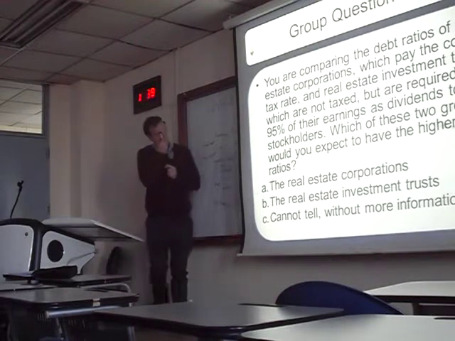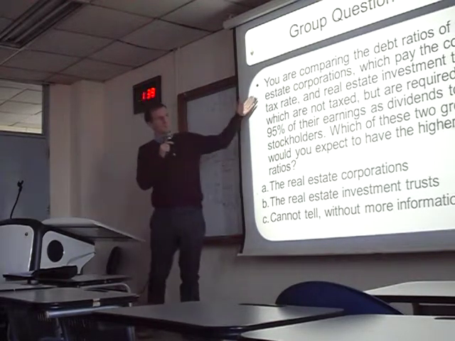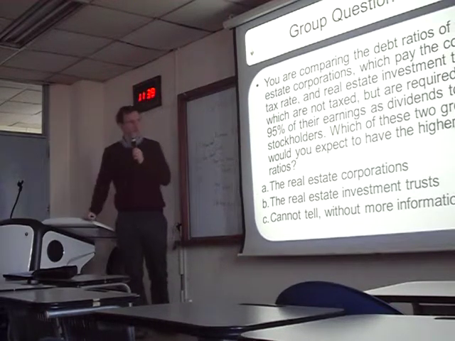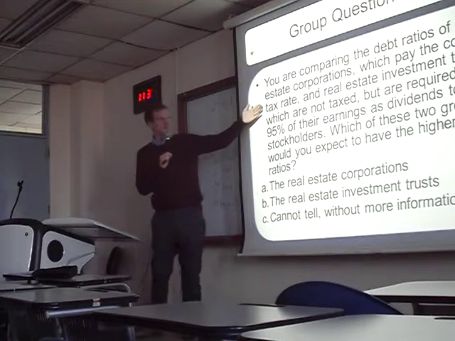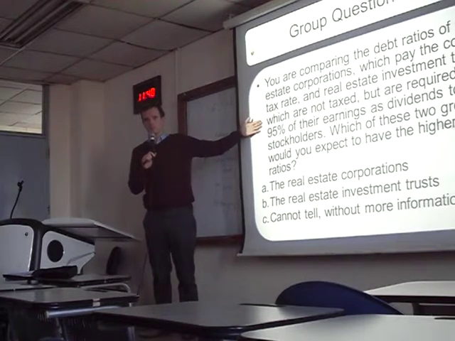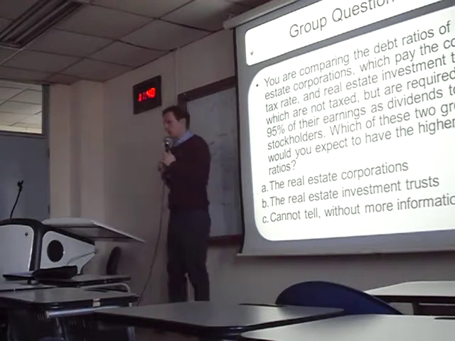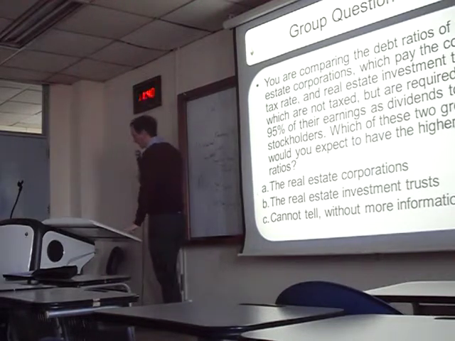So the first one is a real estate corporation, which pays the corporate tax rate. Corporate tax rate is about 35% in the US. Or real estate investment trusts, which are not paying any tax, zero tax, okay? Which one is going to have a higher debt? So discuss with your partner.